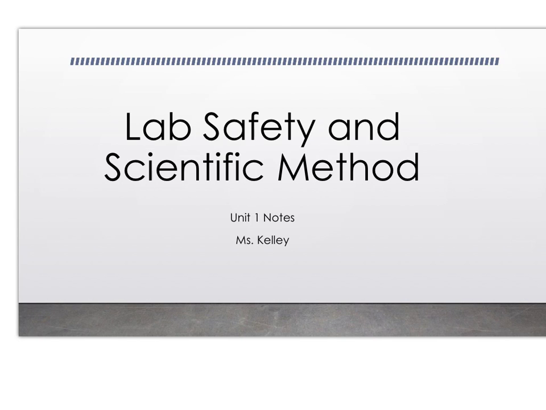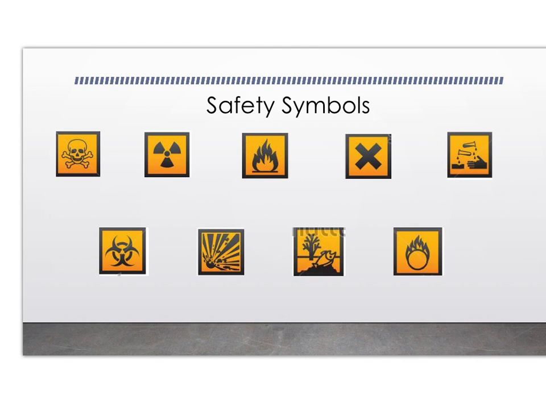This is Unit 1 lecture over lab safety and scientific method. So there's going to be different safety symbols on chemicals in the classroom or in the laboratory. You need to be able to identify the symbol, what it means, and what you should do or not do around them.